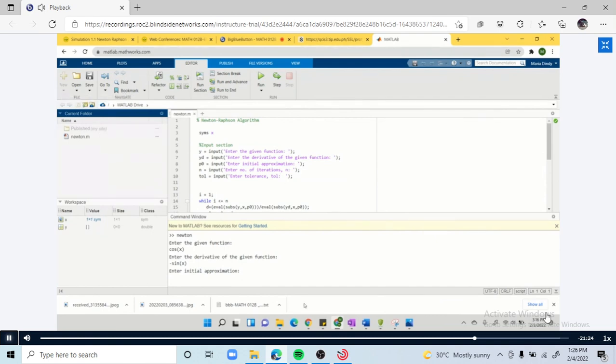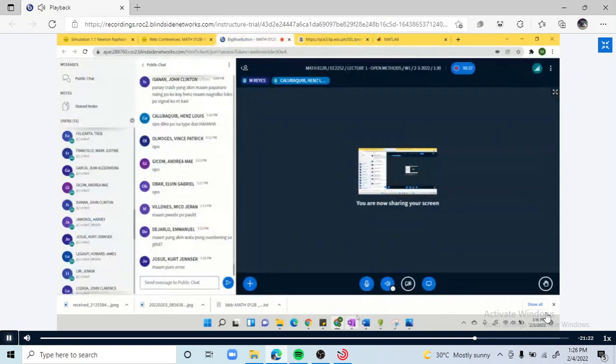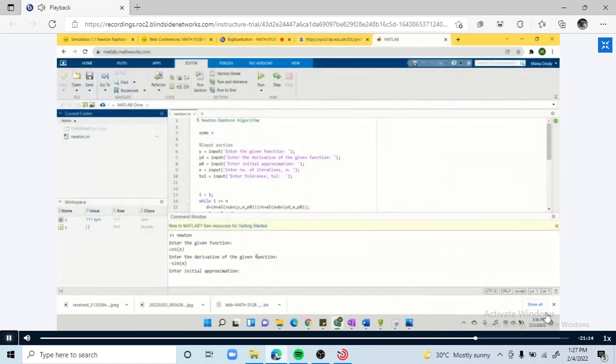Okay? Ma'am, error po. Yes. Ano error? Na-enter mo na. Dito lang yan, magkaka-error yan dito. Pagka-run po, error yung lumabas. Anong nakalagay na pula? May nakasulat dyan error. Anong line yung error? Error file newton.m line 7 column 13. Line 7. Okay.